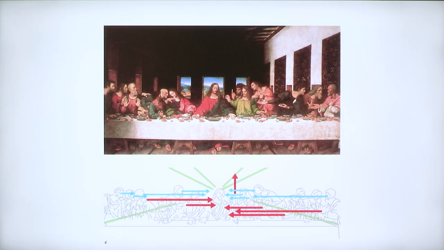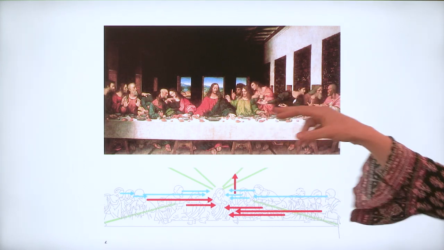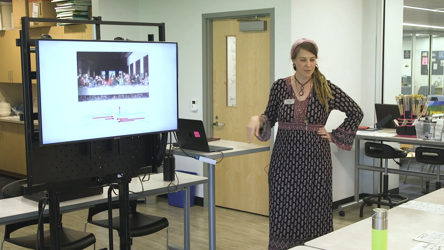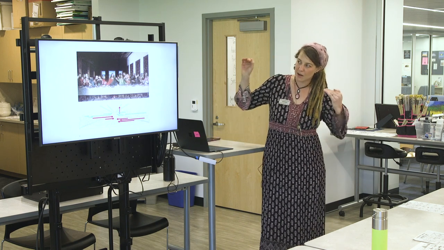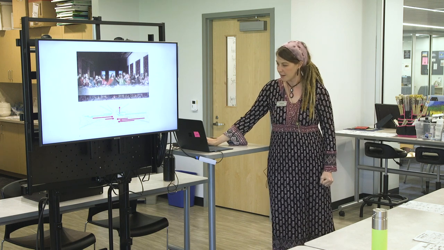So remember how we said the emphasis is on Jesus in the Last Supper? Mm-hmm. Another thing that creates emphasis is the eye line of the people. Most of them are kind of looking at Jesus. Most of them are, some of them are not. Some of them are not, but there's a lot of focus going towards him from the line of sight also.